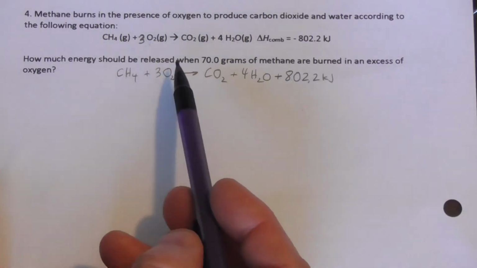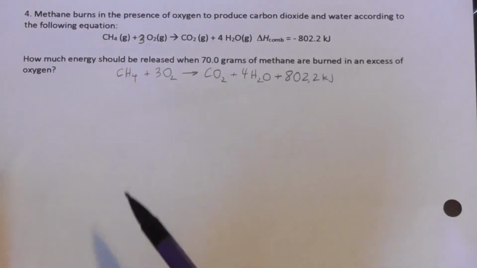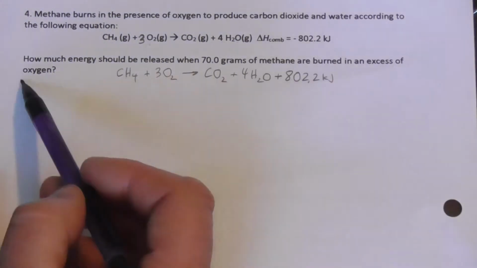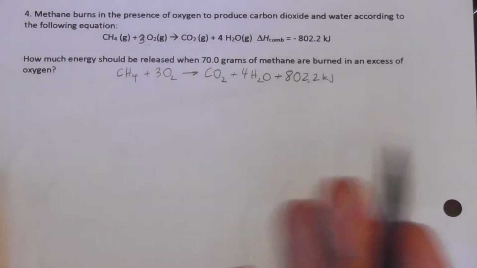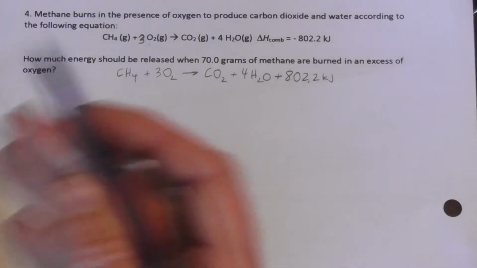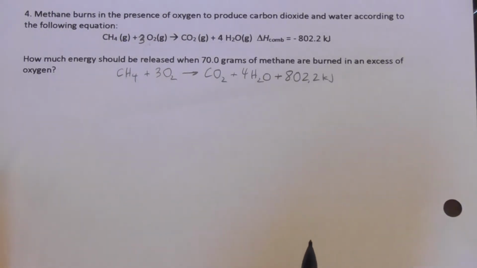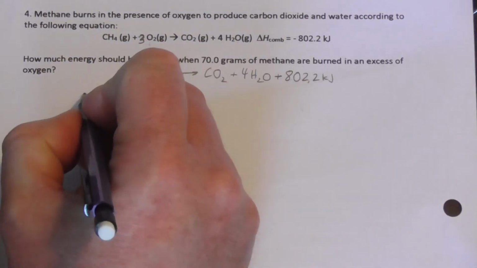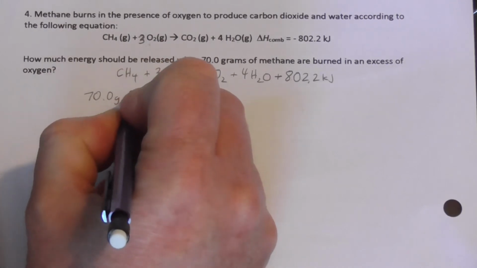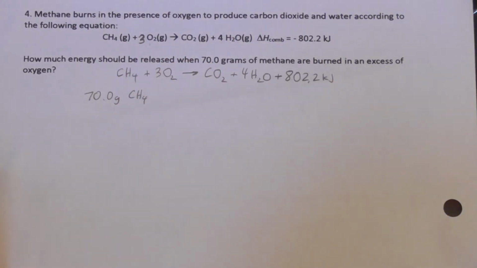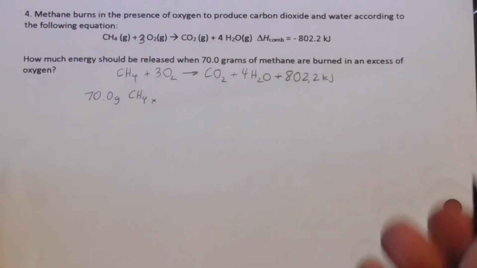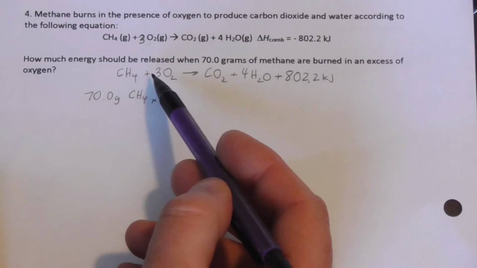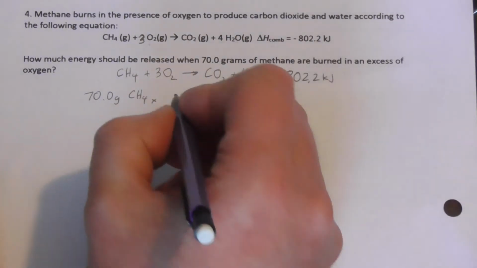Now, it's saying how much energy should be released when 70 grams of methane are burned in an excess of oxygen. Again, the excess oxygen means we have more oxygen than we possibly need. We're not going to run out of oxygen. We have an atmosphere around us that's 21% oxygen approximately. We don't have to worry about running out of oxygen anytime soon. I have 70 grams of methane. Now, I'm going to turn that from grams into moles. Those are my steps. Balanced equation, units to moles.